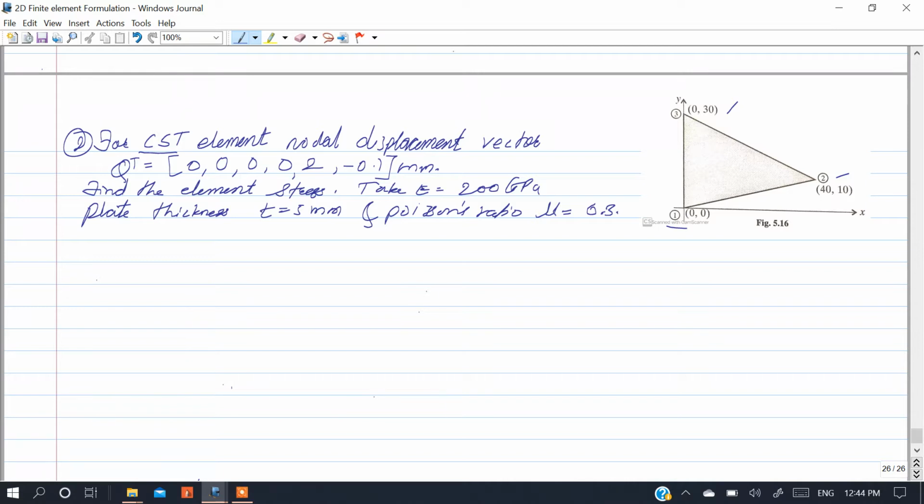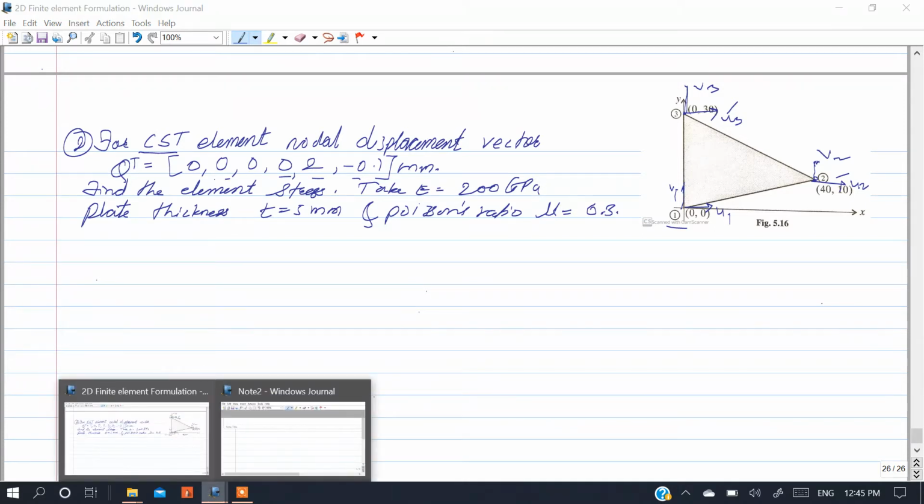So in this problem, they have given you the nodal displacement vector Q transpose as 0, 0, so four zeros, and 2 and minus 0.1 mm. These are nothing but the displacements at these nodes, that is u1, v1, then u2, v2, and at node number 3 it will be u3 and v3. The displacements at node numbers 1 and 2 are 0, but at node number 3 they are 2 and minus 0.1. So what is this CST element? It is a constant strain triangle element.